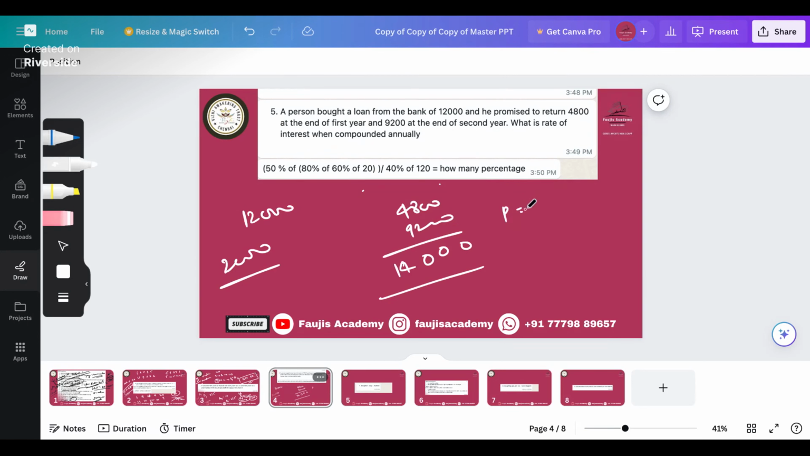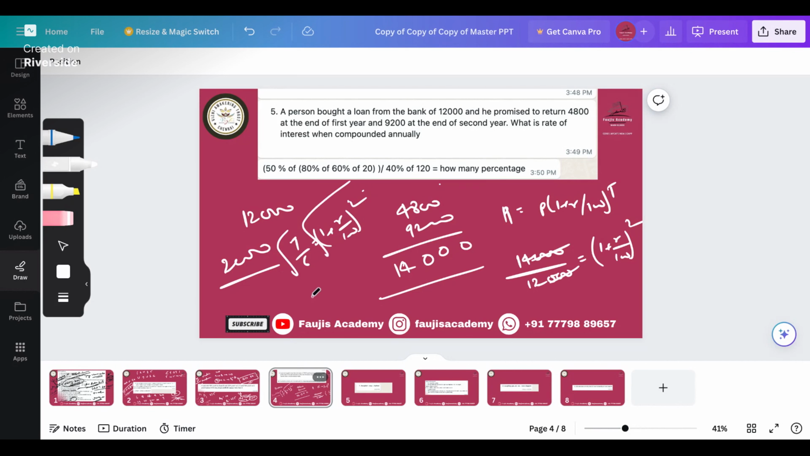We know that A is equal to P into 1 plus R by 100 to the power T. Amount is how much? 14,000. Principal is 12,000. So 14,000 over 12,000 is equal to 1 plus R by 100 to the power T, where T is 2. This is basically 7 by 6, equal to 1 plus r by 100 raised to the power 2. Now put it under the root. Root of 7 by 6 is equal to 1 plus r by 100.